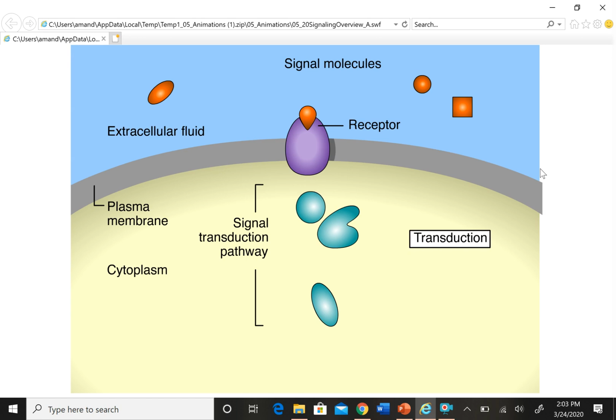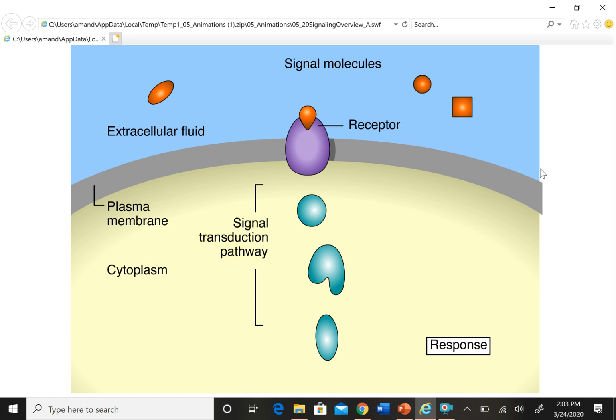Signal transduction converts the change in the receptor to a form that can bring about a cellular response. This might involve a series of steps, a signal transduction pathway that alters and amplifies the change. In the third stage of cell signaling, the transduction process brings about a cellular response. This can be any of many different cellular activities, such as activation of a certain enzyme, rearrangement of the cytoskeleton, or activation of specific genes.